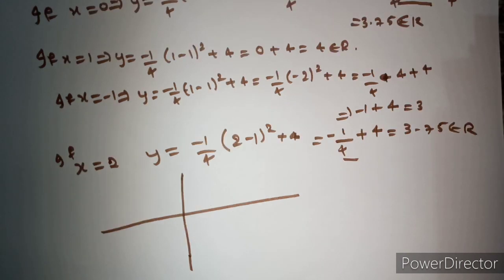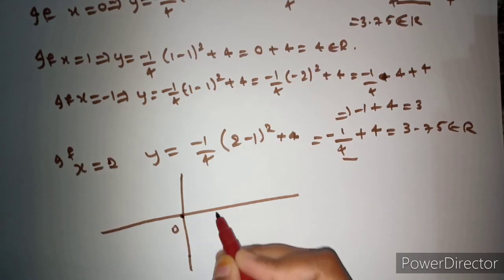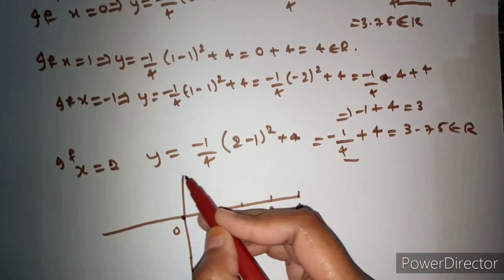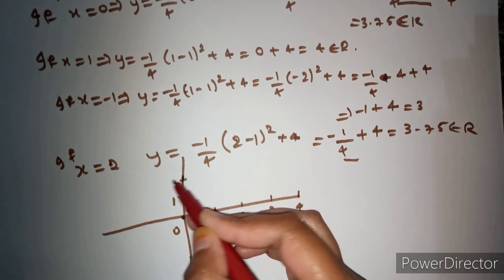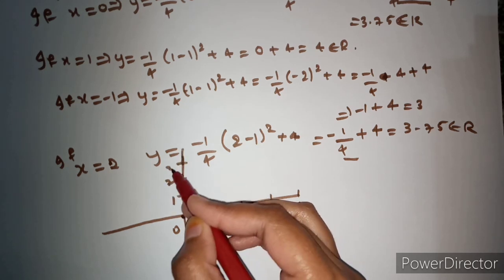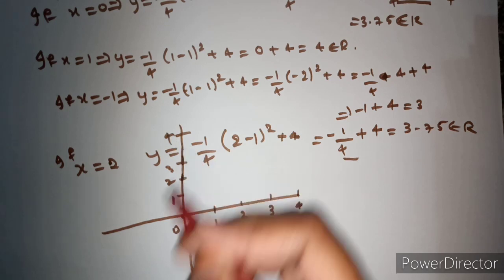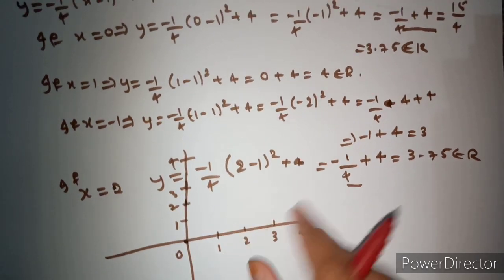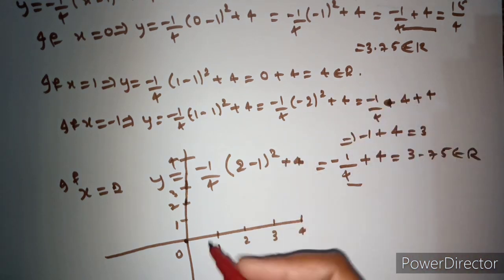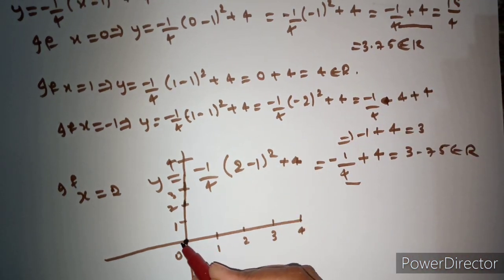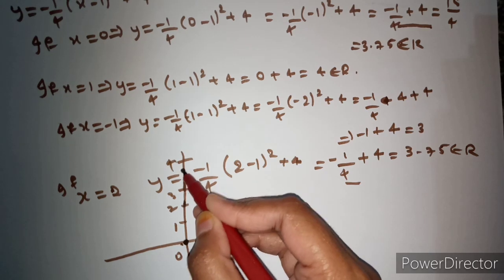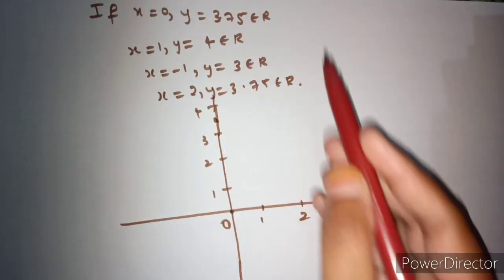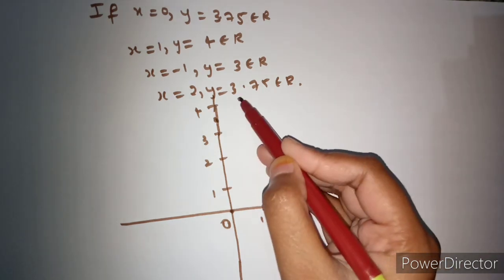Now plot its graph, okay? Here we are going to have 0, 1, 2, 3, 4, right? Here in y-axis 1, 2, 3, here somewhere 4, right? Now if I am taking x as 0, we are getting y as 3.75. So here 0 means in y we are getting 3.75. Here somewhere 3.75. If x is 1, y is 4, right? So here we are going to have 4, right?